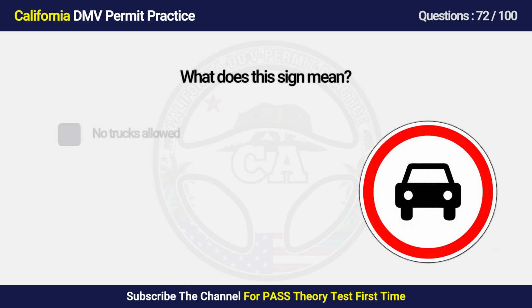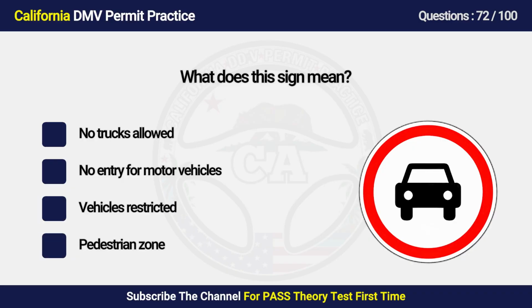Question 72. What does this sign mean? A. No trucks allowed. B. No entry for motor vehicles. C. Vehicles restricted. D. Pedestrian zone.